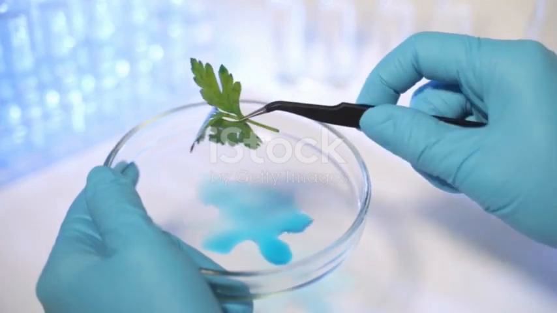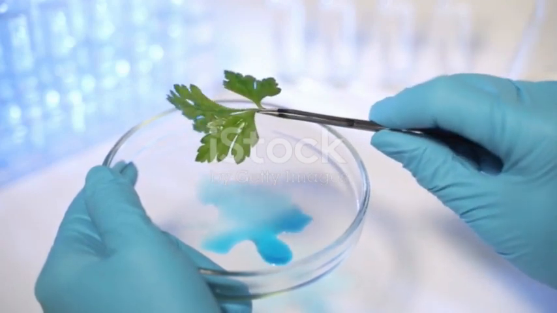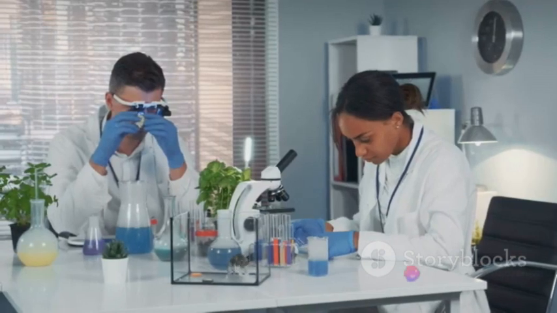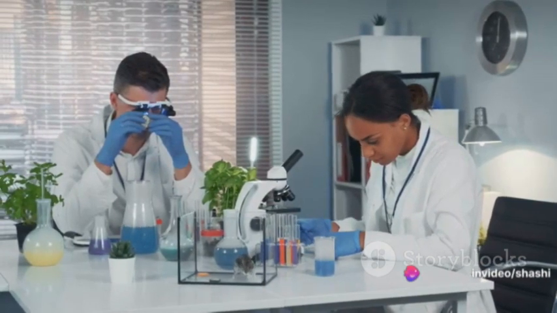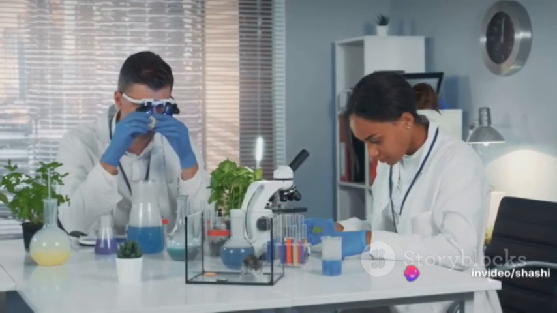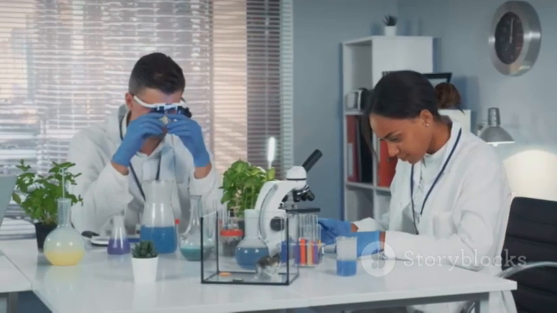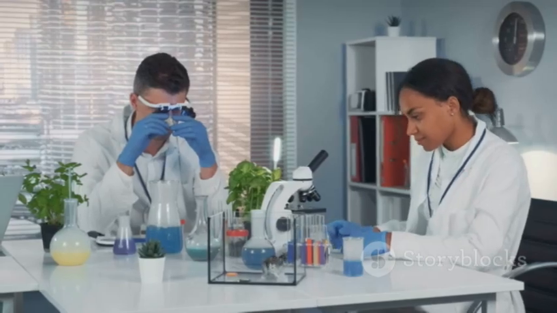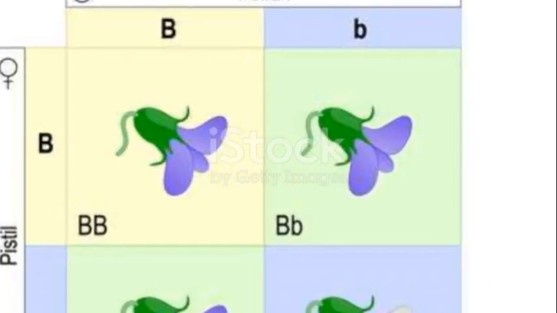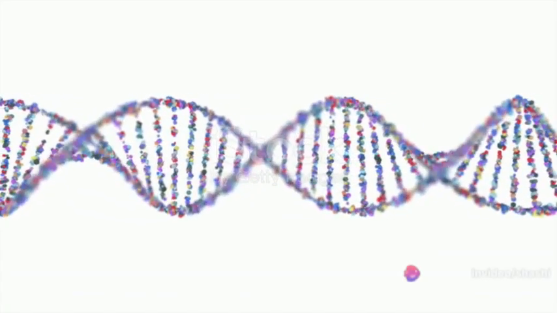This tool is particularly useful in studying the types of crosses, such as the monohybrid cross, which involves crossing two individuals that are heterozygous for one trait, and the dihybrid cross, which involves crossing two individuals that are heterozygous for two different traits. In the realm of genetics, there's also specific terminology to understand.